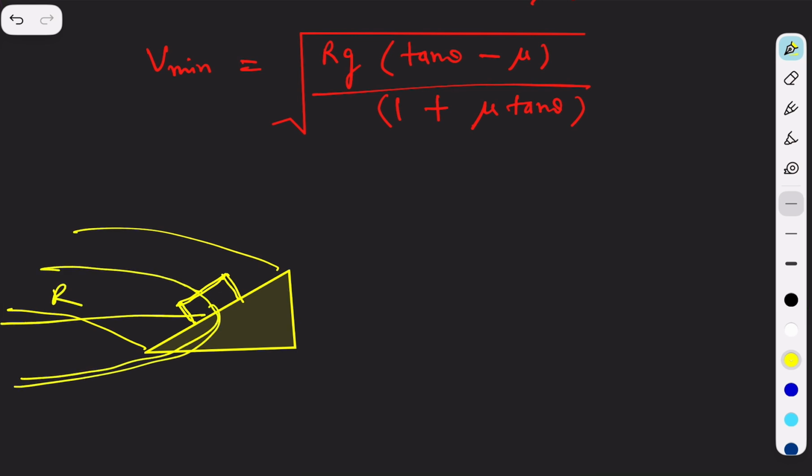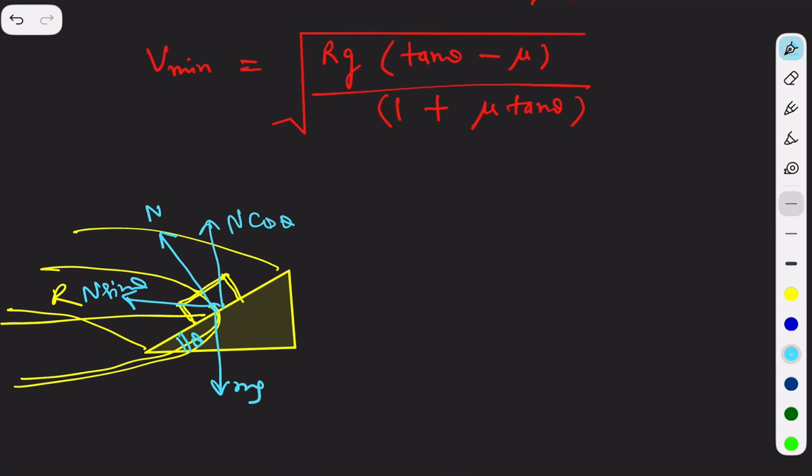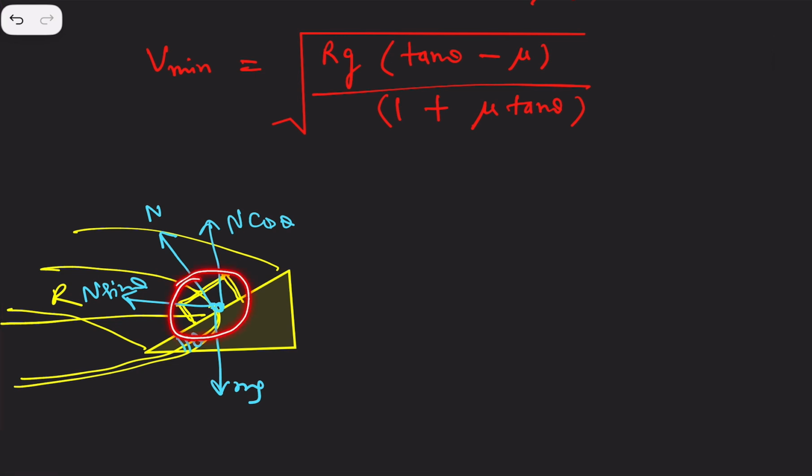So guys, in this case, this is your normal force, this is your mg, and this will be N sin theta, of course if this is theta. And this will be N cos theta. I hope this is okay. If you are speeding up, it means if your speed is getting more, the tendency of this body is to go up. And if it is trying to go up, in that case friction will act down.